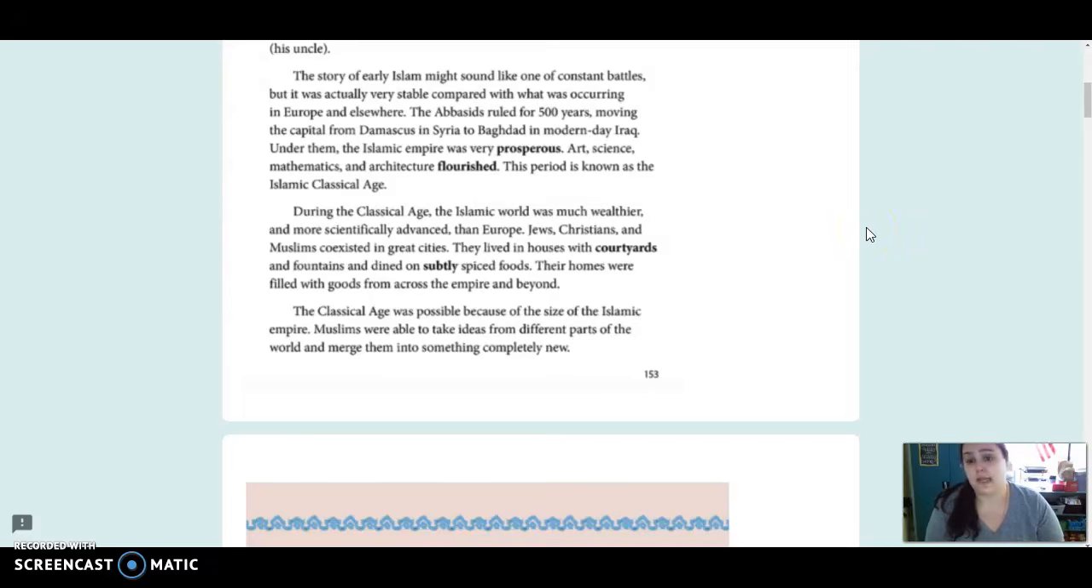Jews, Christians, and Muslims coexisted in great cities. They lived in houses with courtyards and fountains and dined on subtly spicy foods. Their homes were filled with goods from across the empire and beyond. The Classical Age was possible because of the size of the Islamic Empire. Muslims were able to take ideas from different parts of the world and merge them into something completely new.